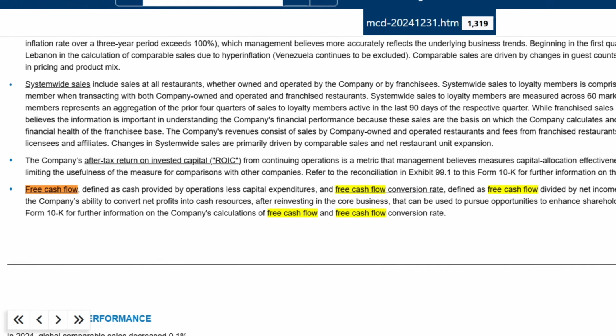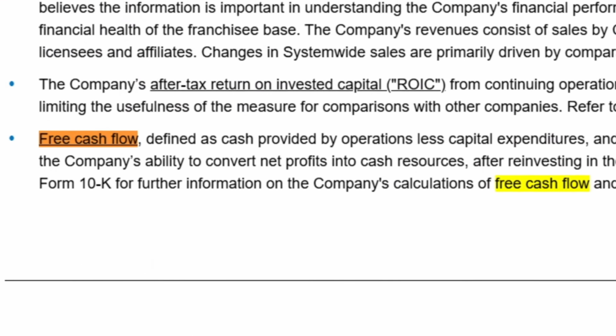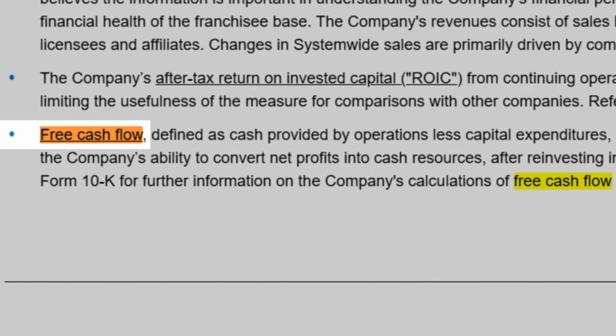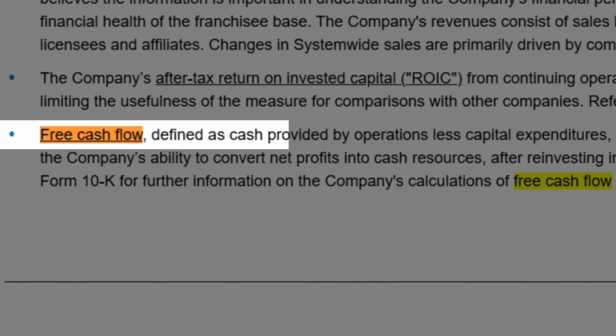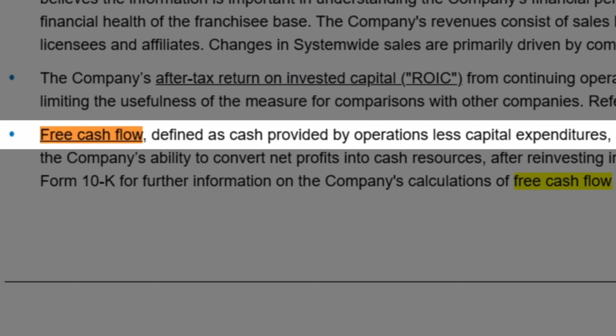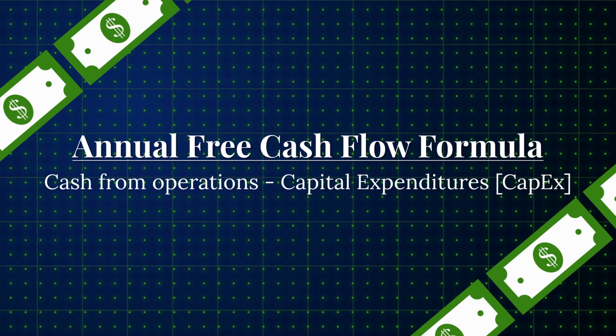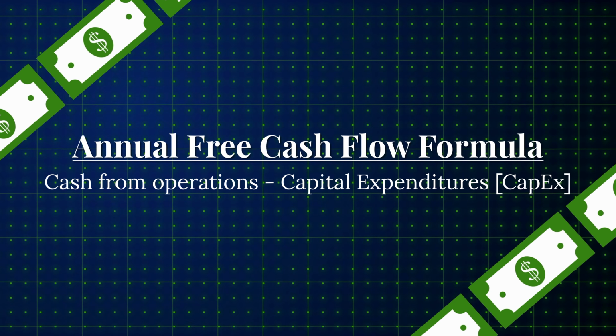And I just want to add this note, but if you type in free cash flow into the search bar, you can see this entry in McDonald's 10K defining the term free cash flow as cash provided by operations less capital expenditures. This is the same exact way we are defining free cash flow for our DCF model.